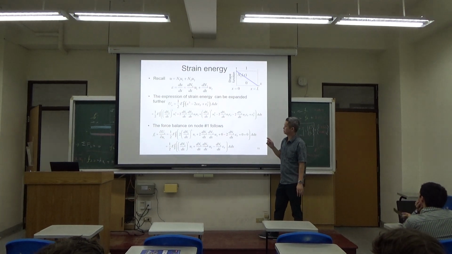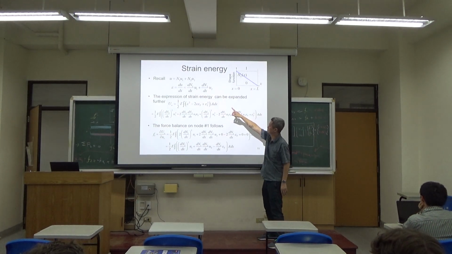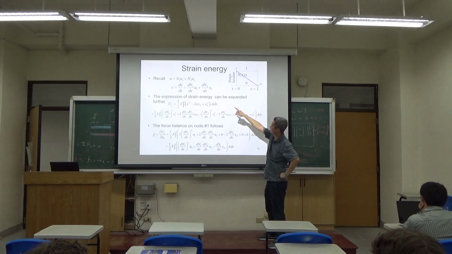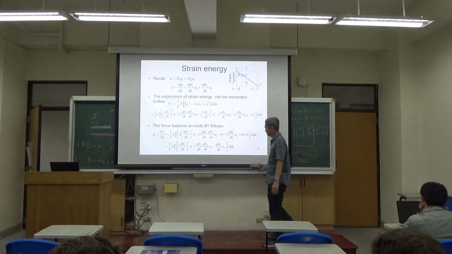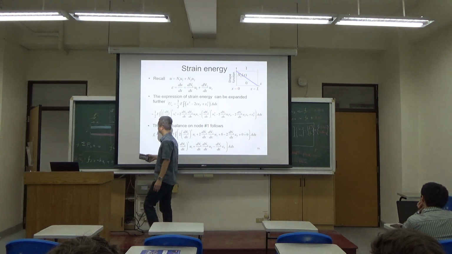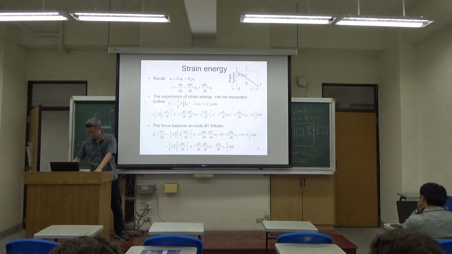Displacement gradient with respect to space. Because the displacement is shape function times nodal displacement, when you take these differentiations, you can readily find them. Okay, let's try to derive this out by hand.